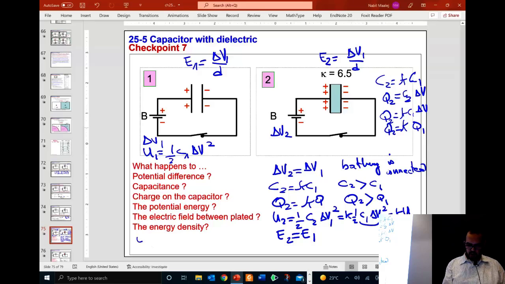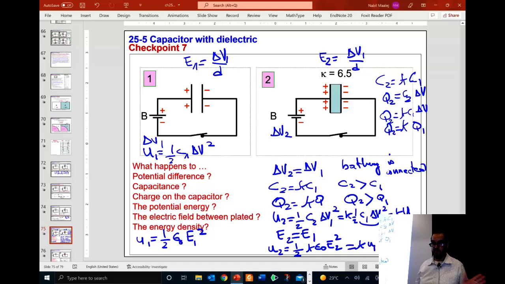So U1, energy density 1, we said is 1/2 epsilon 0 E1 squared. Okay, let's look at U2. U2 is 1/2. Now we have to multiply by kappa because we have epsilon 0. Kappa epsilon 0 E2 squared. We said E2 is equal to E1. So this is equal to kappa U1. So this is higher than U1. So clearly it increases. But you have to be careful.